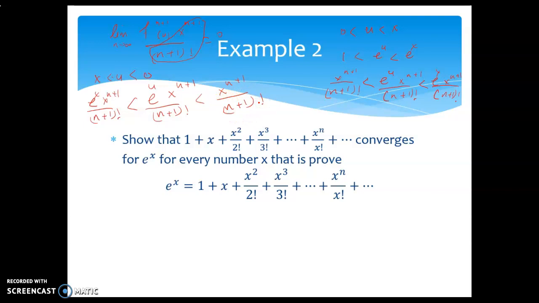So if we take the limit of this as n goes to infinity, we get a 0. We take the limit of these, we get a 0. That means that the R_n converges. And if R_n converges, that means the function converges.